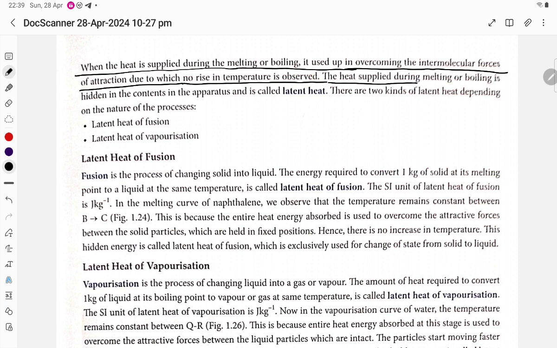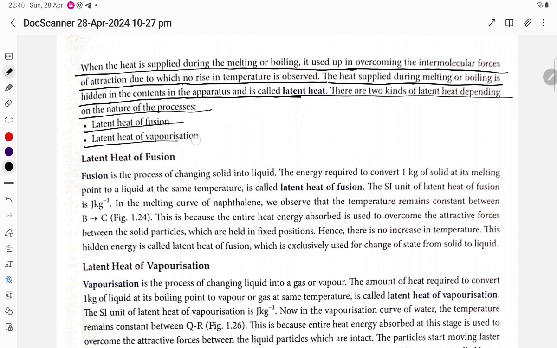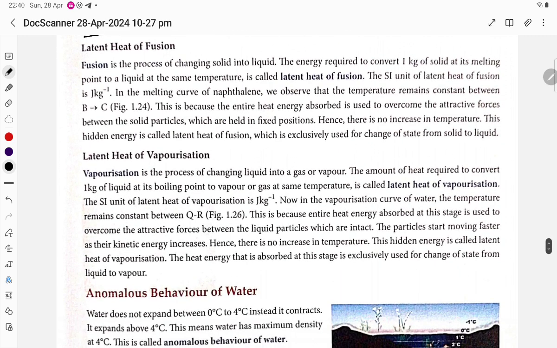The heat supplied during melting or boiling is hidden in the contents of the apparatus and is called latent heat. There are two kinds of latent heat depending on the nature of the process: latent heat of fusion and latent heat of vaporization. This we will study in the next video.